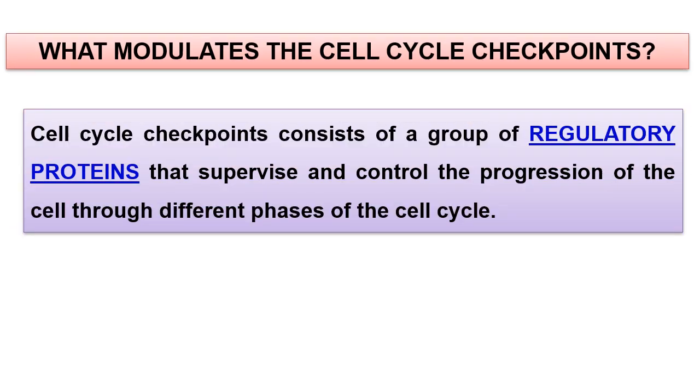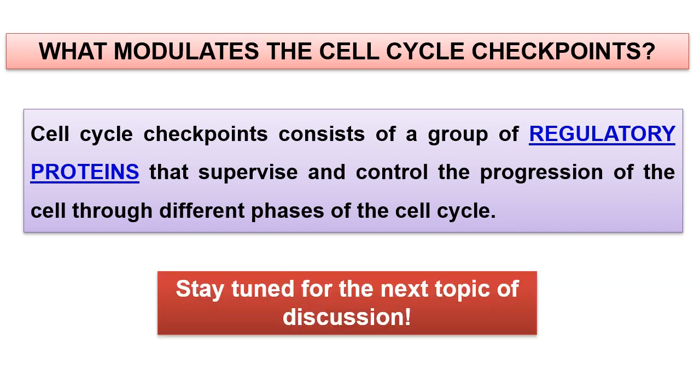So far, we have understood how the external signals regulate the cell cycle and how the checkpoints monitor and regulate the progression of the cell cycle. But what exactly modulates the cell cycle checkpoints? The cell cycle checkpoints consist of a group of regulatory proteins which are the master regulators of cell division in all eukaryotes. These regulatory proteins supervise and control the progression of the cell through different phases of the cell cycle. I will be discussing these cell cycle regulatory proteins in my next presentation.